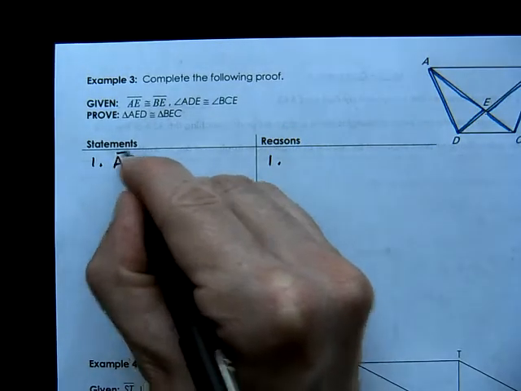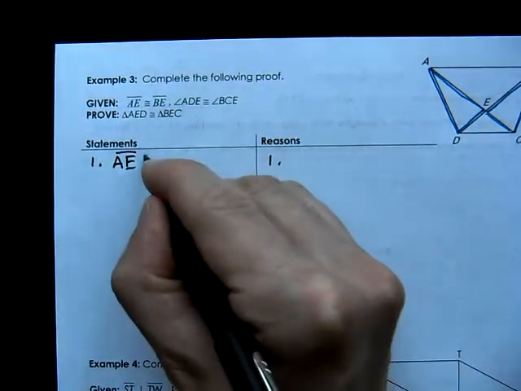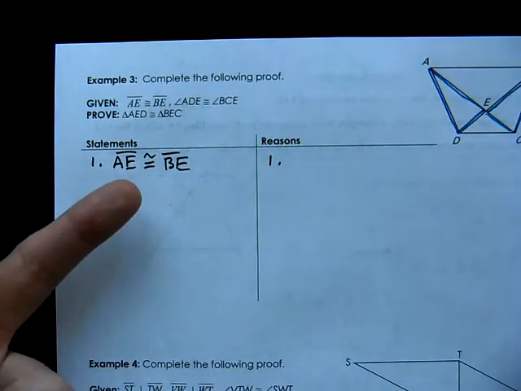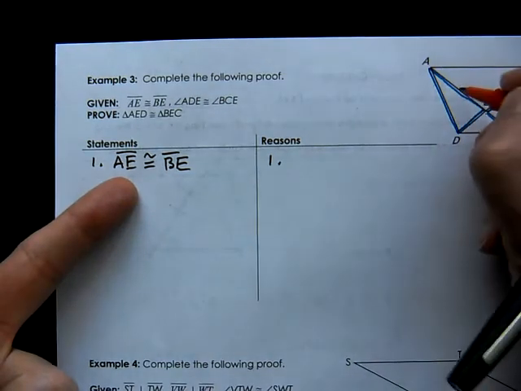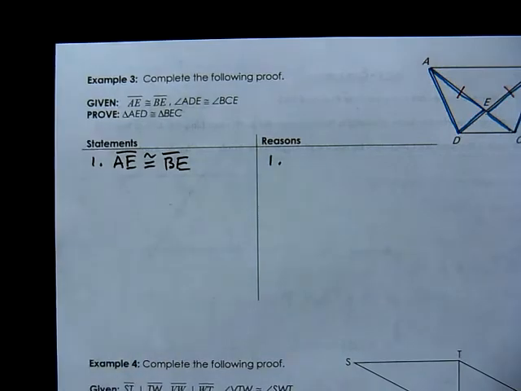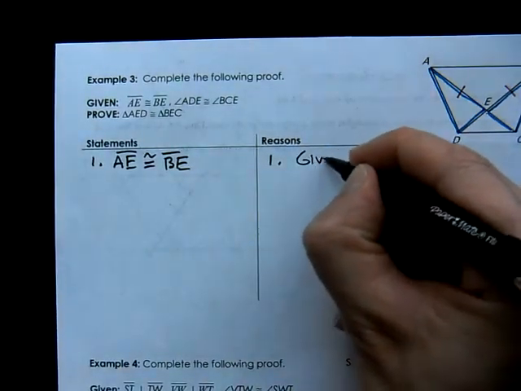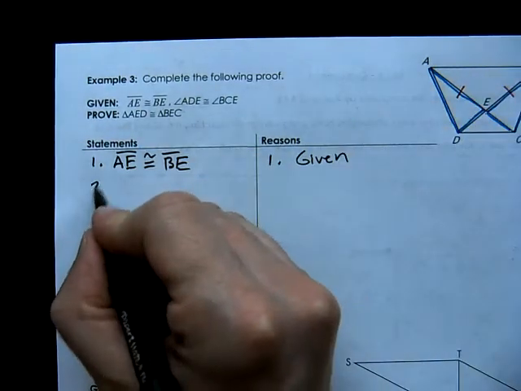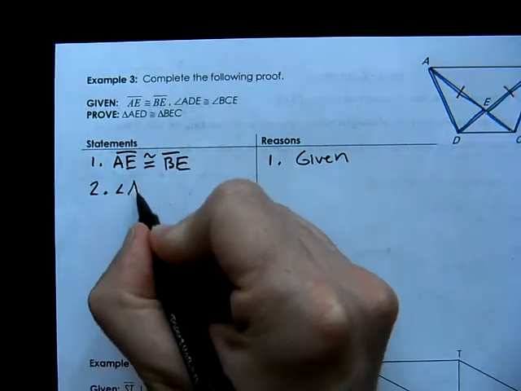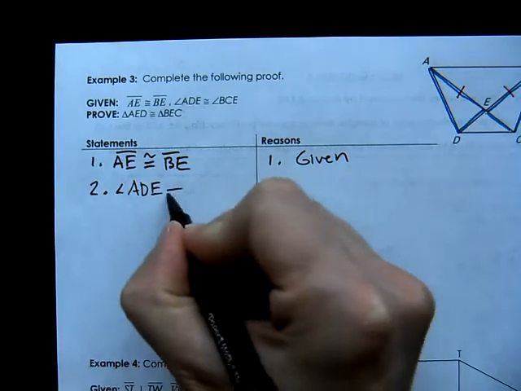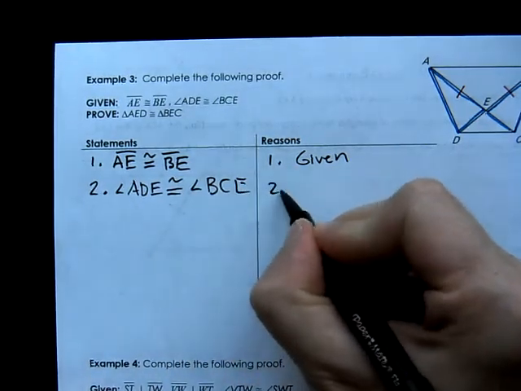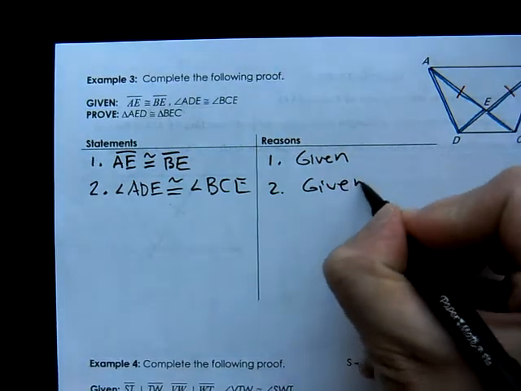Here's our first piece of given information. Segment AE is congruent with segment BE. So let's mark that up. Segment AE congruent with segment BE. I'll go ahead and put this pair of angles on line 2. Angle ADE is congruent with angle BCE, also given. Now you got to mark it.